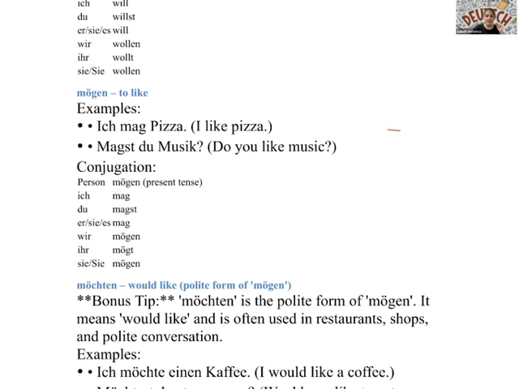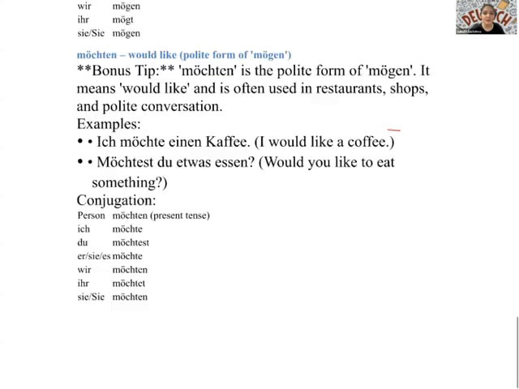Again, conjugation here plays a very important role because with every subject, you have to write the correct conjugation. Okay? Ich mag Pizza. So ich mag, du magst, sie es mag. Wir mögen, ihr mögt, sie mögen. Super.